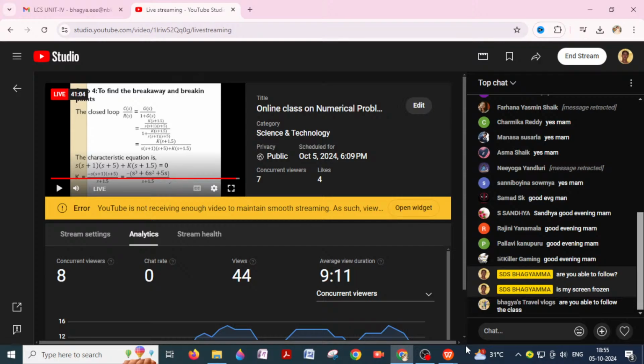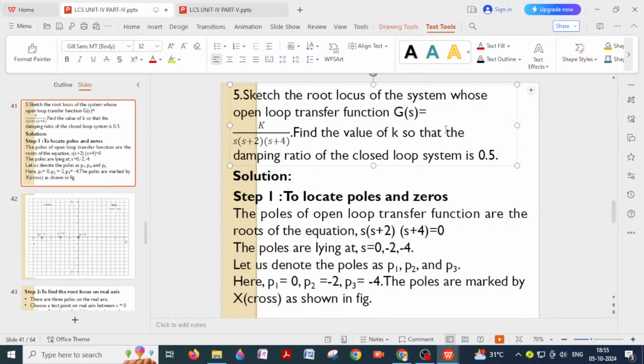Sketch the root locus of the system whose open loop transfer function G of s is given by k by s into s plus 2 into s plus 4.